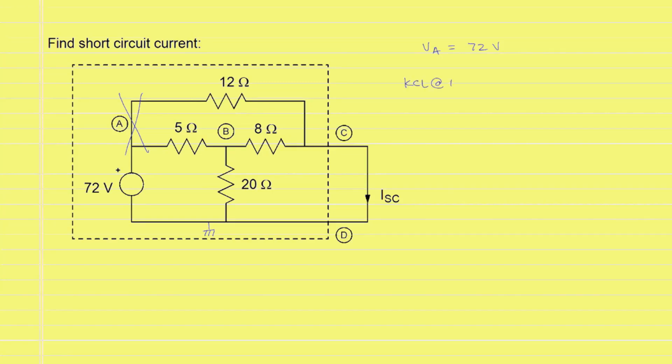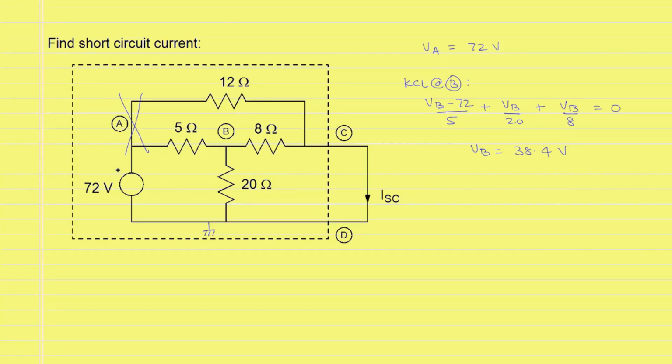KCL at B will give us the current leaving through the 5 ohm resistor will be VB minus 72 divided by 5. Current leaving through the 20 ohm resistor will be VB over 20, and current leaving through the 8 ohm resistor will be VB divided by 8, which is equal to 0 to satisfy KCL. This is one equation in one unknown, and we can solve for VB, which is equal to 38.4 volts.